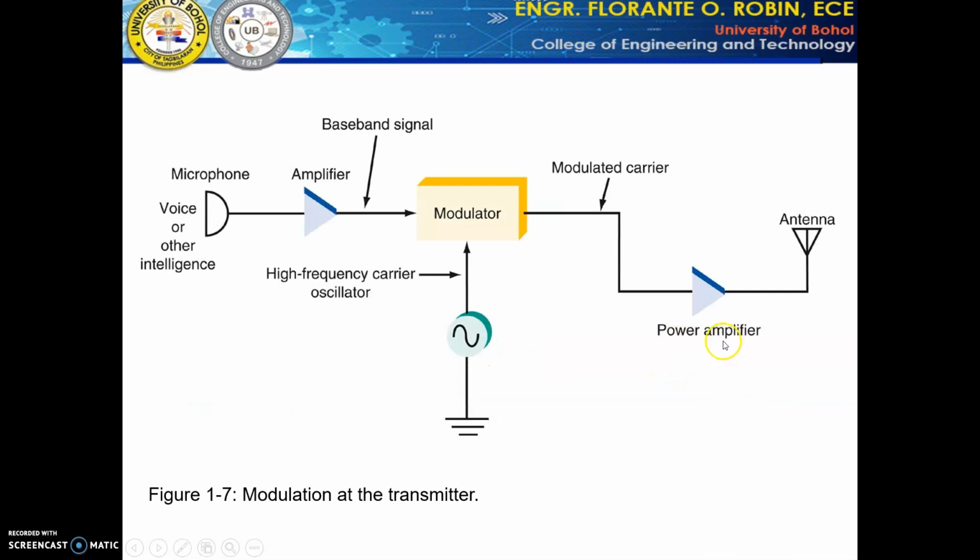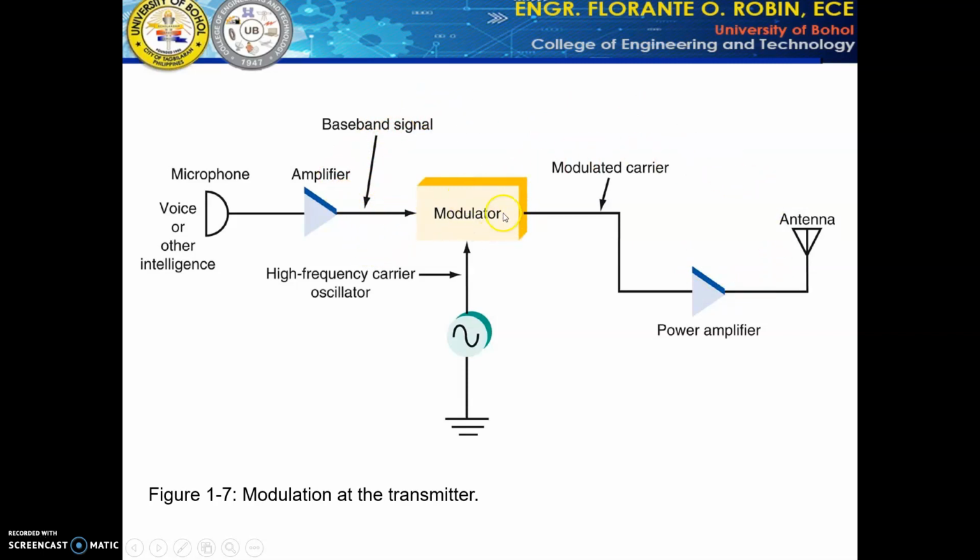So modulation in the transmitter. Here is the transmitter diagram. Then this is a modulator, meaning this is where the modulation is performed. Here you speak into the microphone, then your voice is amplified, and that signal is called baseband. If you connect that directly to the antenna, that is called baseband transmission.